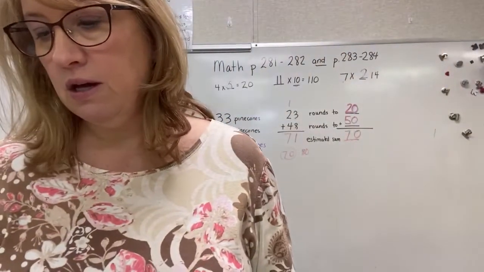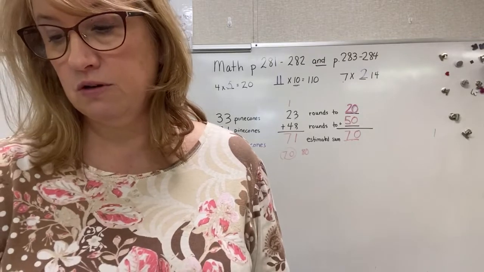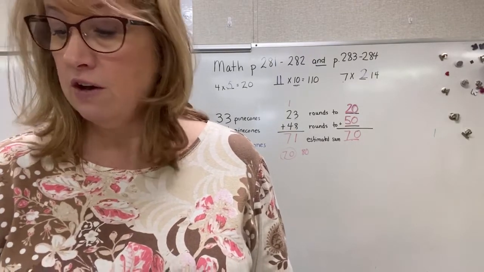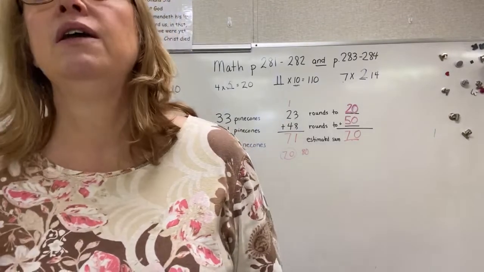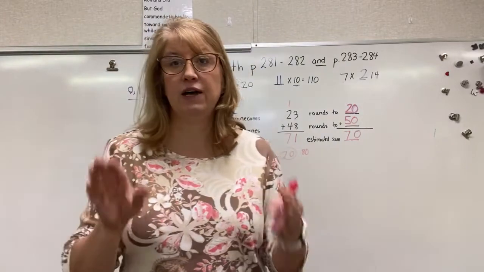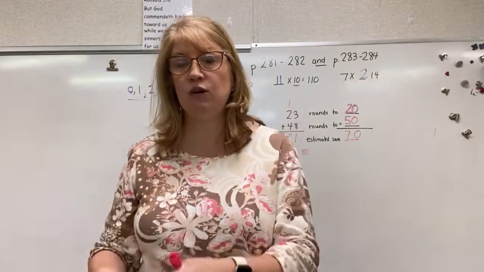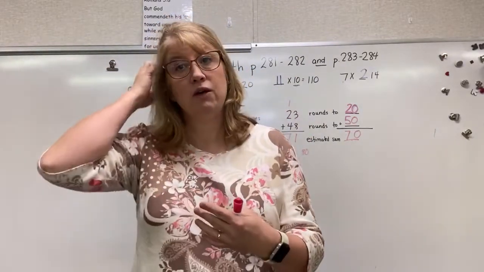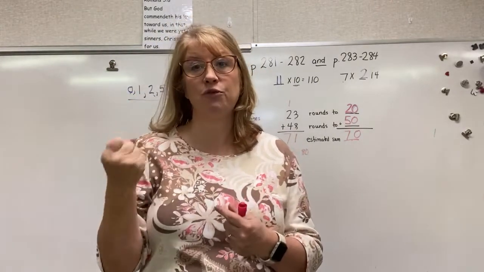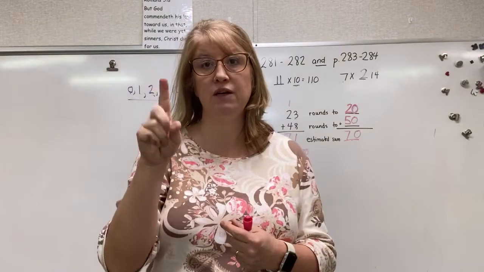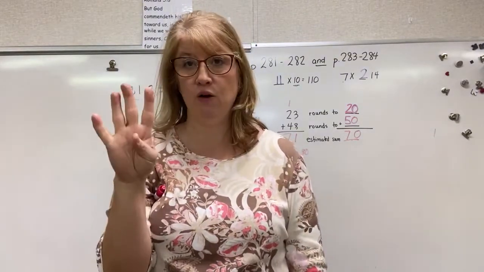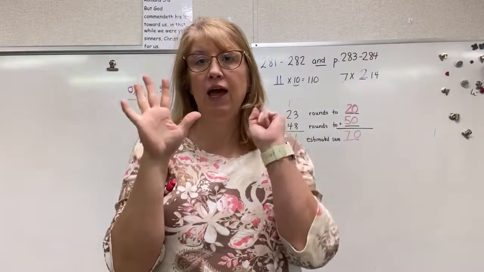there would be 18. 1, 2, 3, 4, 5, 6, 7, 8, 9, 10, 11, 12, 13, 14, 15, 16, 17, 18. Yes, there would be 18 flowers. So we have to divide 18 into 3 equal groups. Now, if you know how to count by threes, that's easy. You count by threes to 18. 3, 6, 9, 12, 15, 18.